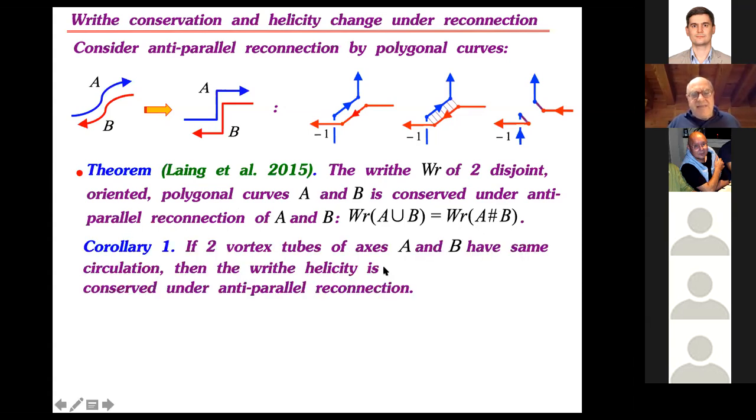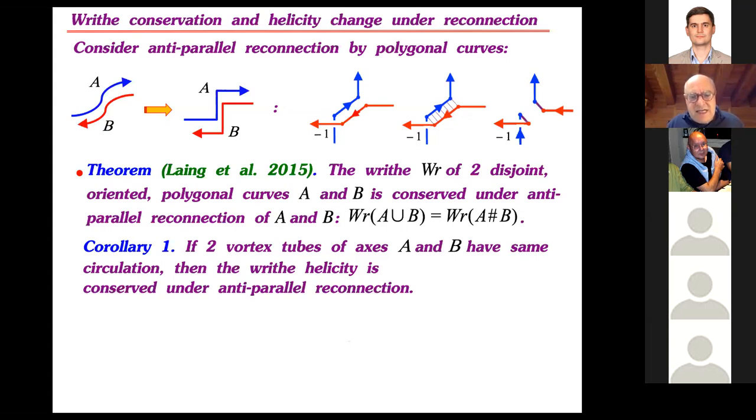Well, we can extend this to include circulation, assuming that the circulation of the two tubes with axes A and B are the same. We can extend this immediately to writhe helicity, saying that writhe helicity remains conserved. But we know that helicity is not conserved under reconnection.